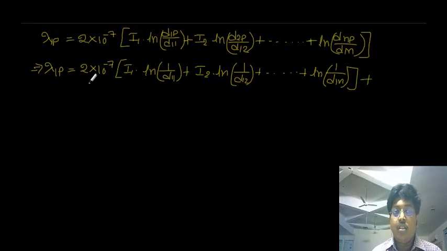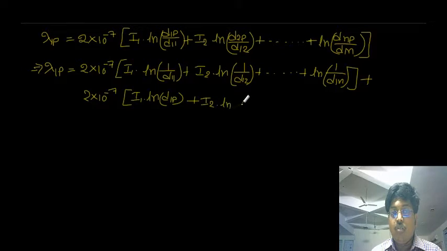Plus 2 into 10 power minus 7 into I1 into logarithm of d1p, plus I2 into logarithm of d2p, and so on, plus In into logarithm of dnp. Now I am writing the numerator terms.